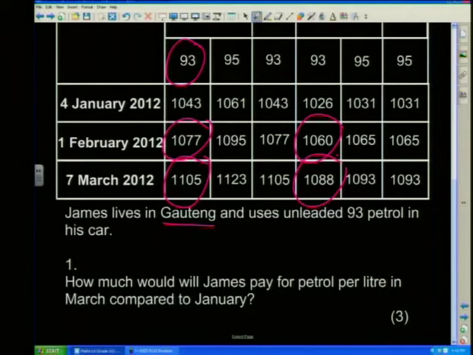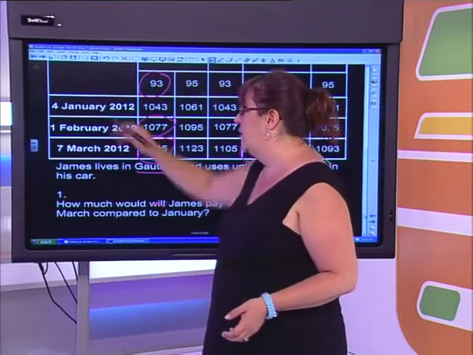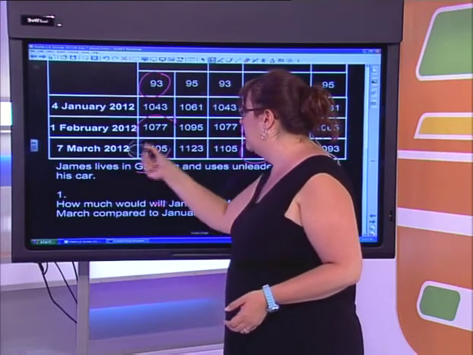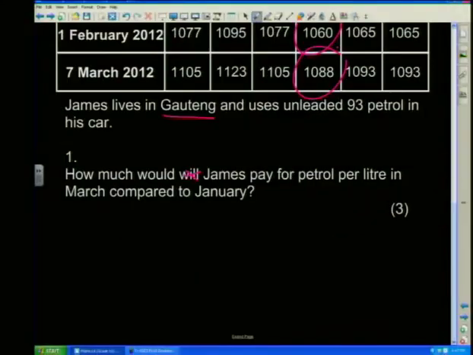And James, living in Gauteng, uses unleaded 93 petrol in his car. And the question says, how much, let's cross that out, would James pay for the petrol per litre in March compared to January? So clearly we're dealing with March to January, and we've already discussed February. So we've got our price difference: in March it's 11 Rand 05.